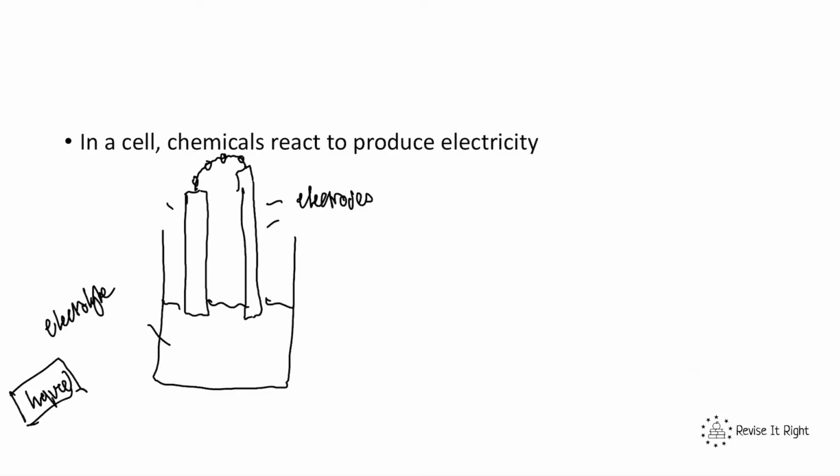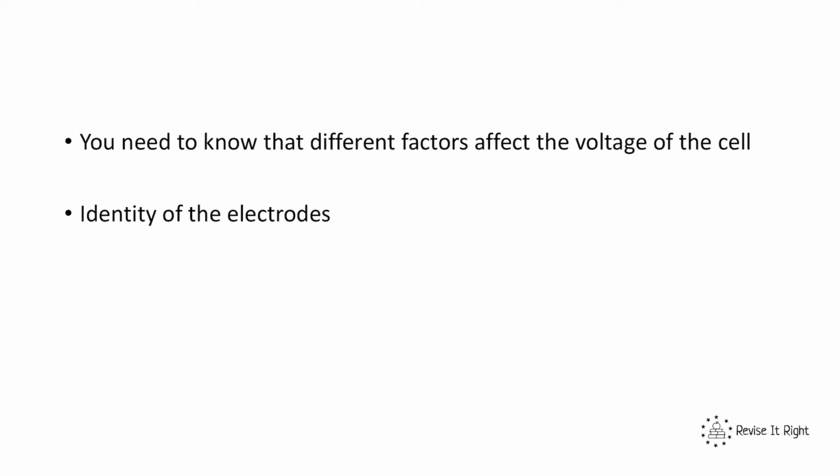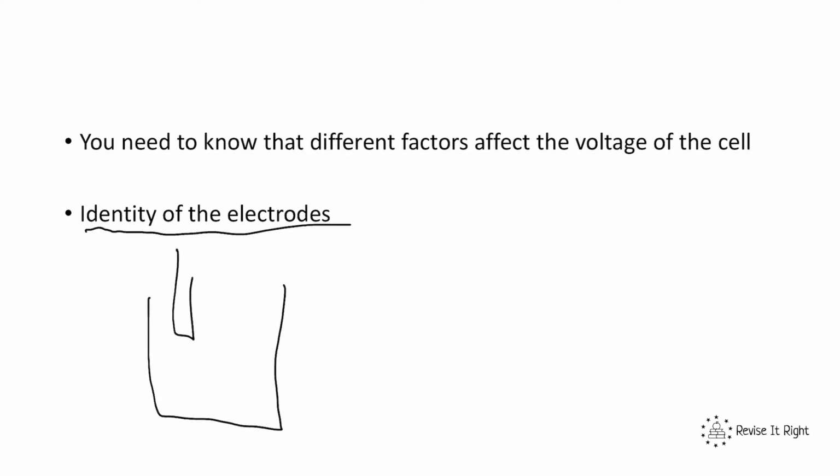Now, as ever, you can also attach a voltmeter to this cell where you can measure the voltage of the cell. Now you need to know that different factors affect the voltage of the cell, and you need to learn these different factors, and the first is the identity of the electrodes. Okay, so if again we draw what we drew in the last page, and we've got two electrodes which are connected to each other by a wire and of course are in contact with an electrolyte, the greater the difference in reactivity between these two electrodes, the greater the voltage.